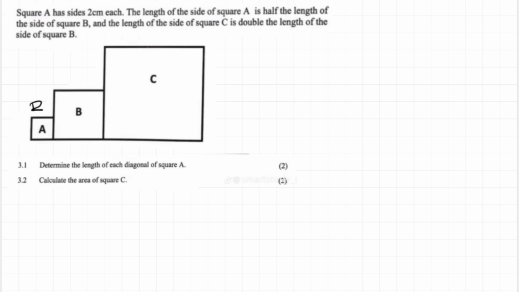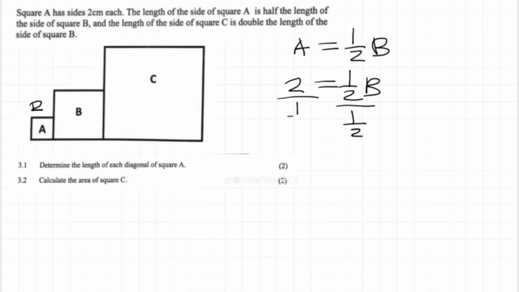They said the length of the side of square A is half the length of the sides of square B. So what is the length of square A? They told us it is 2, which is going to be half of B. Then when we divide both sides by 1 over 2, we find out B is the same as 4. So this one is 4 centimeters each side. Perfect. So let's move on to the next.